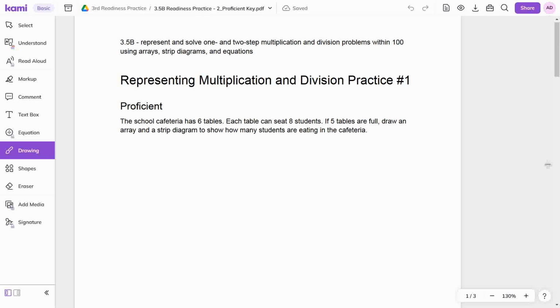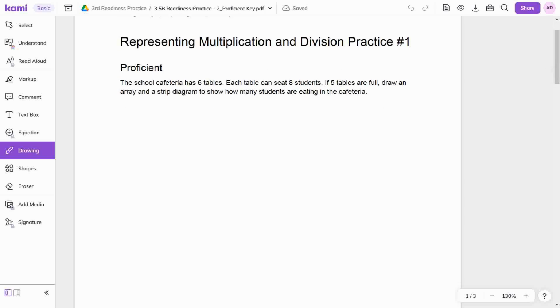So our first problem asks us about a school cafeteria. And we have 6 tables. Each table can seat 8 students, but only 5 tables are full. So we need an array and a strip diagram to show how many students are eating in this cafeteria.